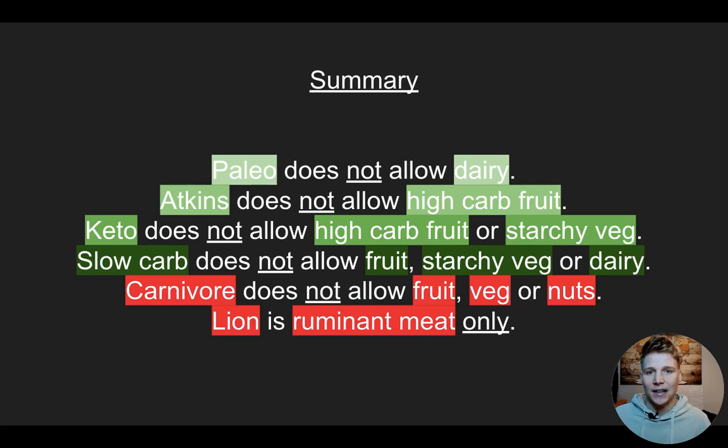So I hope you found that interesting. I hope you learned something. I certainly did whilst looking up the video. Let me know if you're on any of these diets. I'll be interested to see how it's gone in the past or how it's going now.